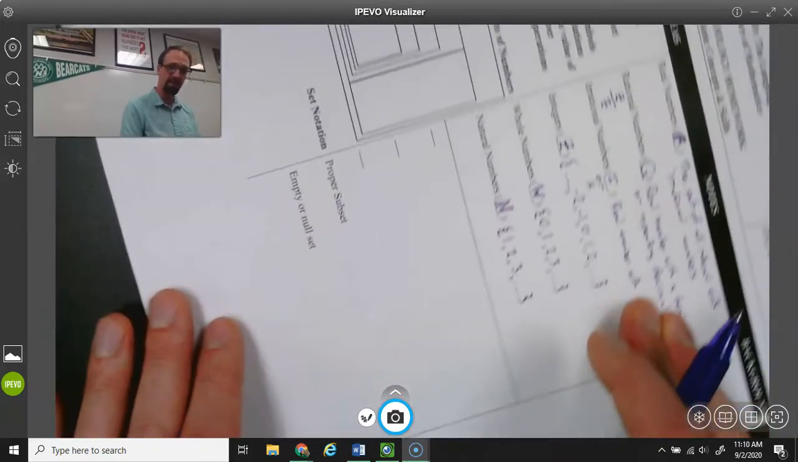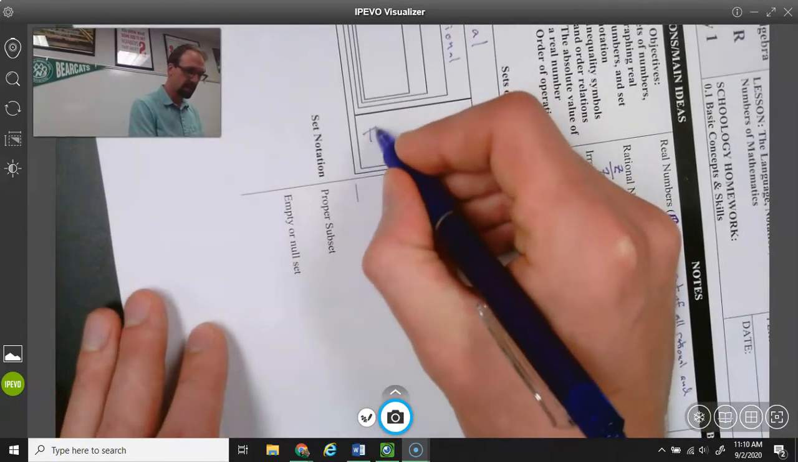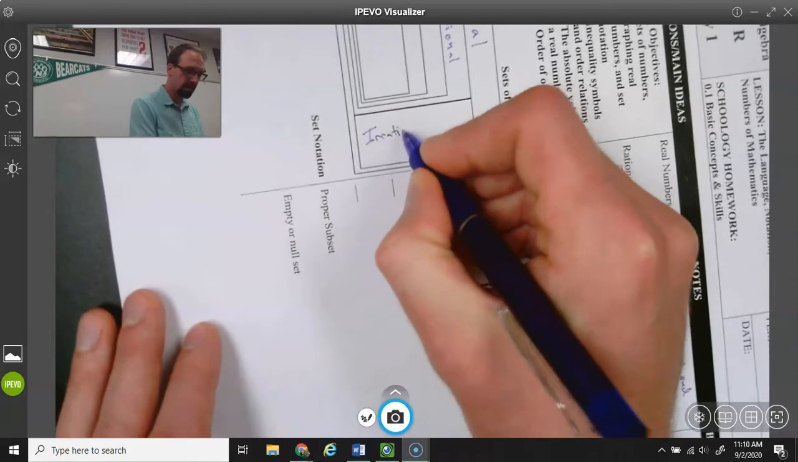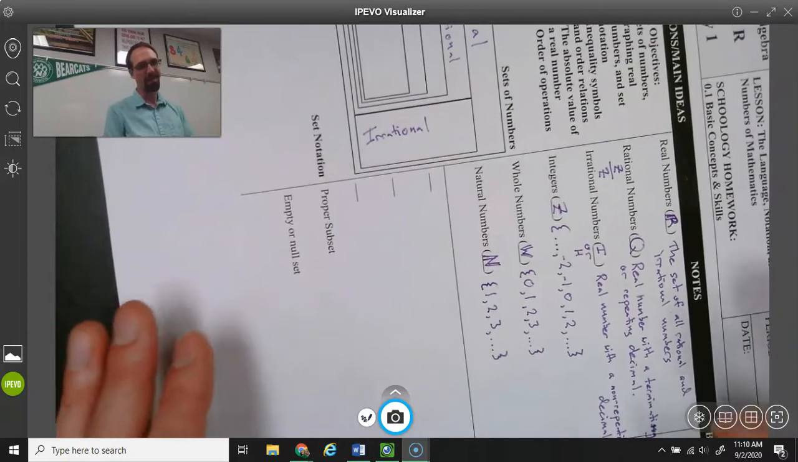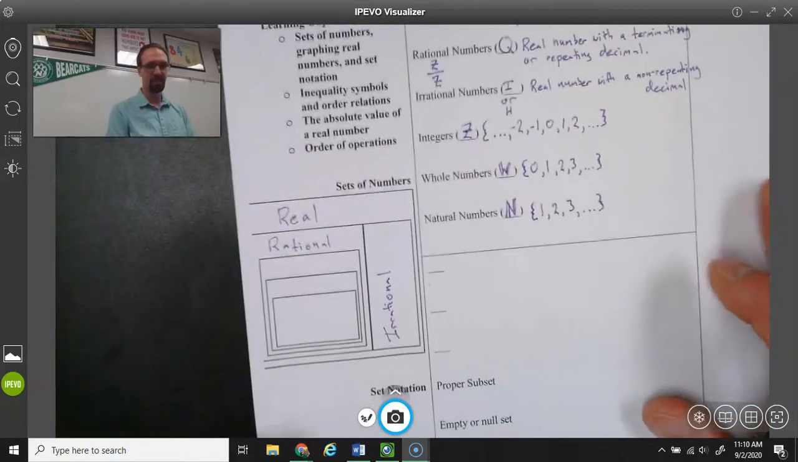I'm going to go ahead and turn this sideways. Sorry, that's a little bit irrational of me to do. I make a lot of puns. You'll have to bear with me on that.